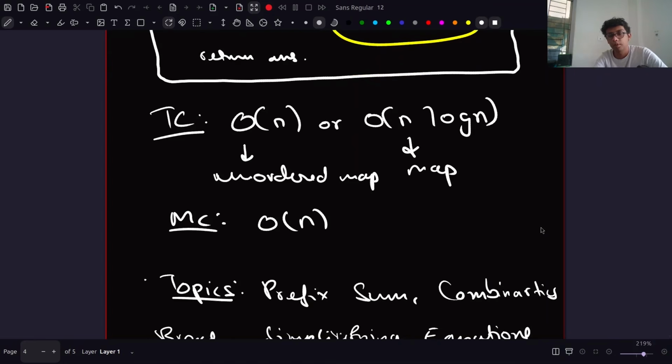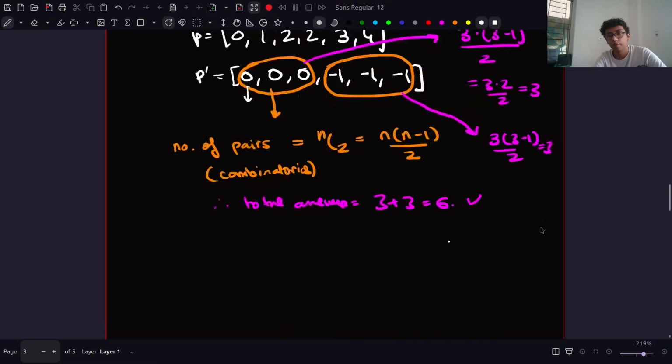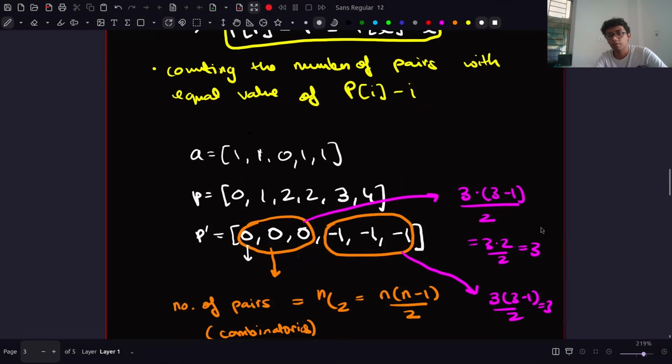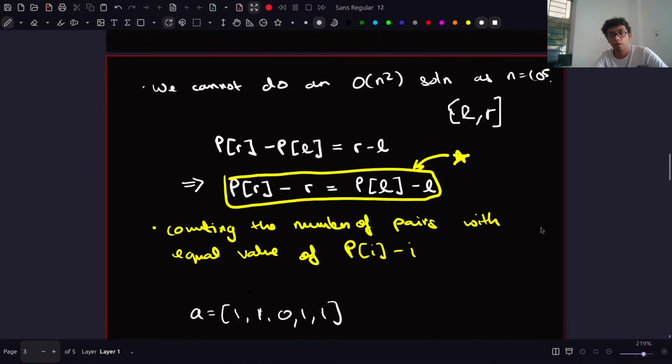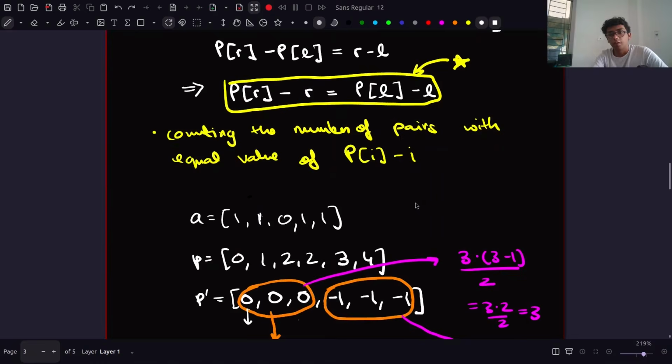Hope you learned something. If you are stuck at any step of this implementation, do rewatch the video. If you are unable to think of how you would come up with this kind of transformation, just keep in mind that we are trying to bring all R terms to one side and all L terms to one side, and this is a common trick in DP or prefix sum problems.